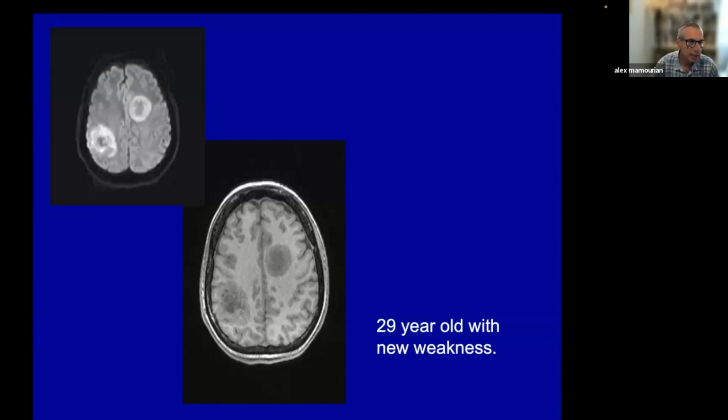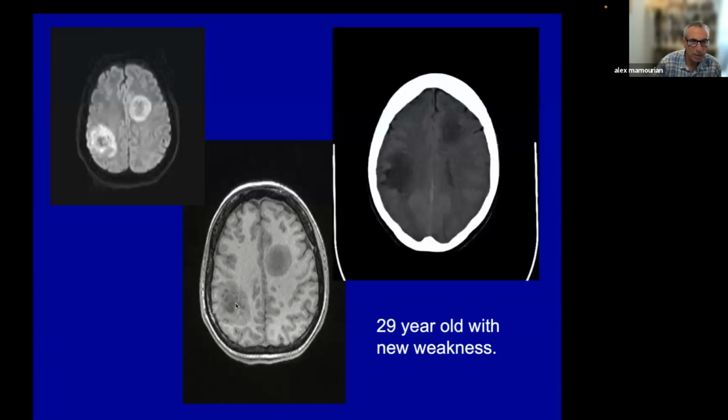Now, this is a 29-year-old who presents with new weakness. And so here there's no question about the abnormalities. We have this lesion here and here. There is some restricted diffusion peripherally, and you can see the lesions are very sharply defined. There is probably a little bit of mass effect here.